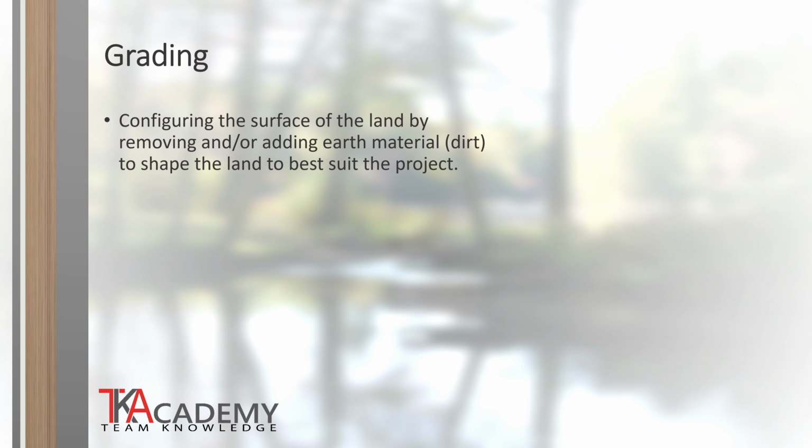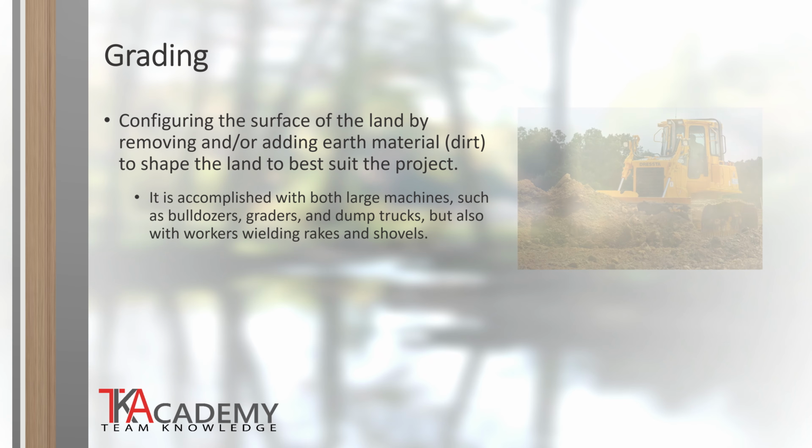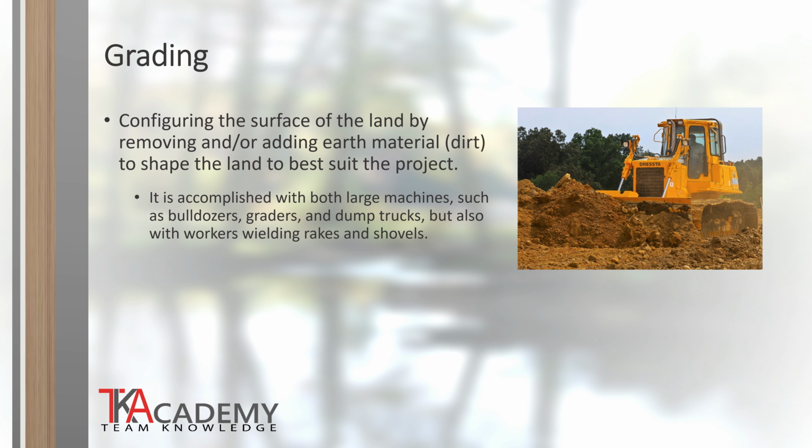Grading is simply defined as configuring the surface of the land by removing and/or adding earth materials, dirt, to shape the land to best suit the project and to meet the design intent. When this is done with heavy equipment such as bulldozers, graders, and dump trucks, it is referred to as rough grading. Rough grading is modifying the ground to the general shape or configuration that is being strived toward as an end state. After the rough grading is complete, workers, sometimes even using hand tools like rakes and shovels, put on the finishing touches, and this is called fine grading operations.